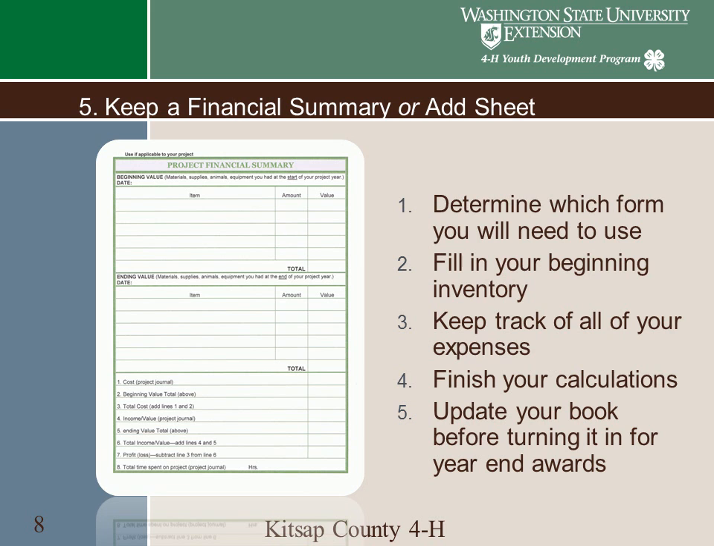The 5th step, which is your financial summary or your ad sheet. This is where you keep track of all of the expenses for your 4-H project. You may not need a financial summary. You may need to add an ad sheet. If you do that, you remove the financial summary from your document. Your leader can tell you if you need an ad sheet.